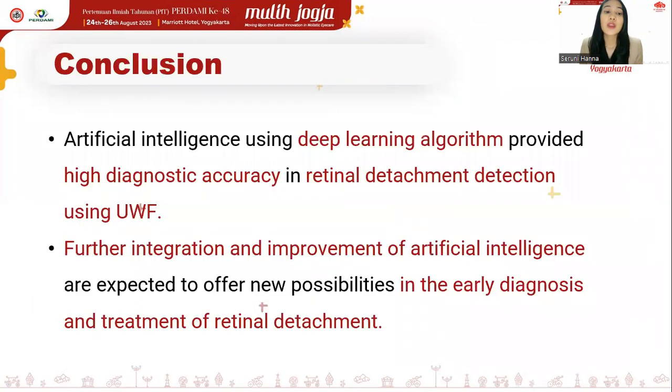To conclude, artificial intelligence using deep learning algorithm provided high diagnostic accuracy in retinal detachment detection using UWF. Further investigation and improvement of artificial intelligence are expected to offer new possibilities in early diagnosis and treatment of retinal detachment.